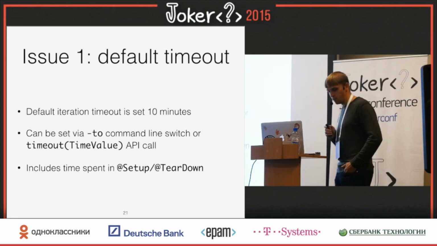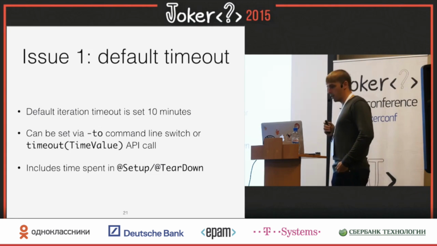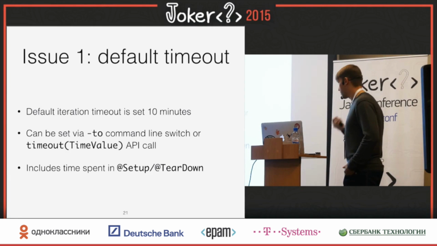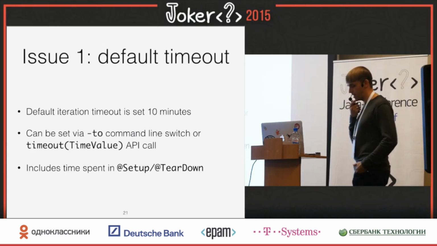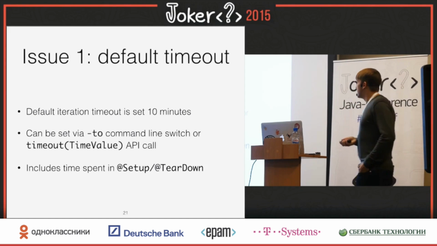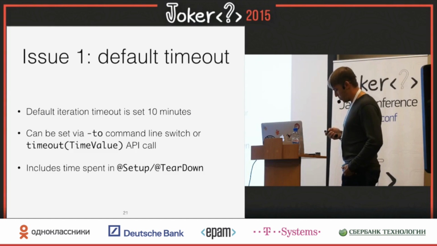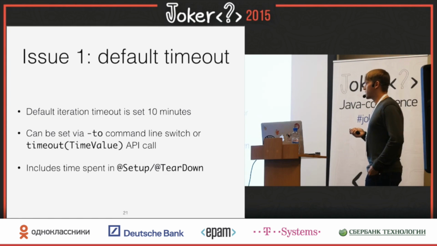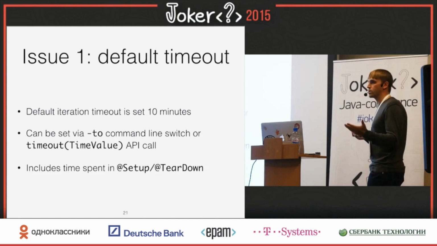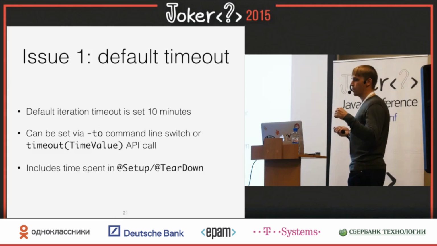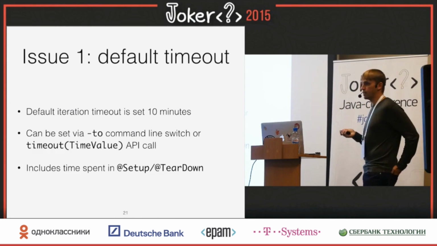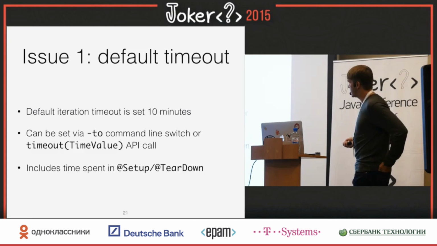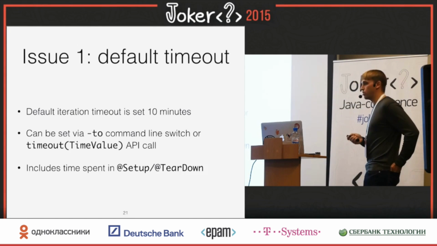Now, when you start using JMH in the project, you discover certain issues. That was at least my experience. First thing worth mentioning is the default timeout. Default timeout is a means of JMH protecting itself from infinite benchmarks. So if you run a benchmark and it doesn't respond in 10 minutes by default, it's going to kill it. It counts this time as time for setup and teardown as well, so not just your run of your benchmark.